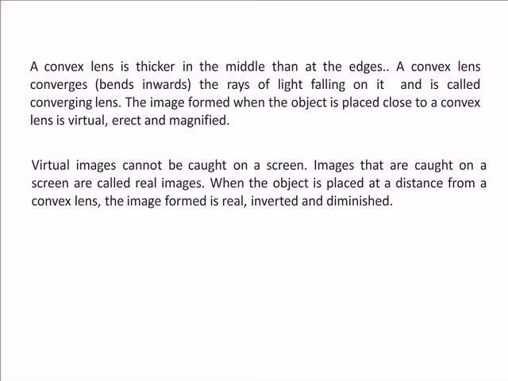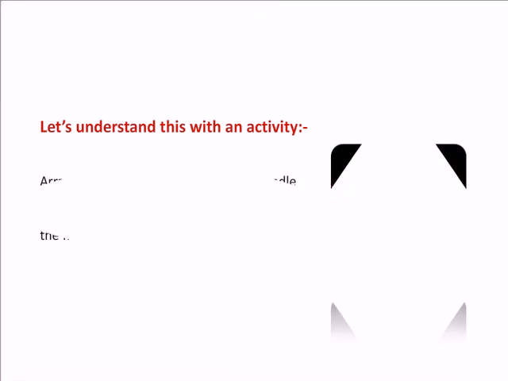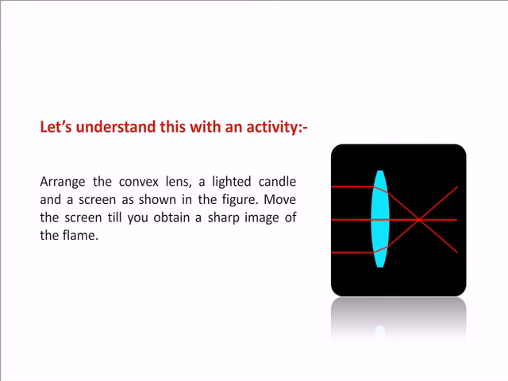Virtual images cannot be caught on a screen. Images that are caught on a screen are called real images. When the object is placed at a distance from a convex lens, the image formed is real, inverted and diminished. For example, a magnifying glass is a convex lens. Let's understand this with an activity.